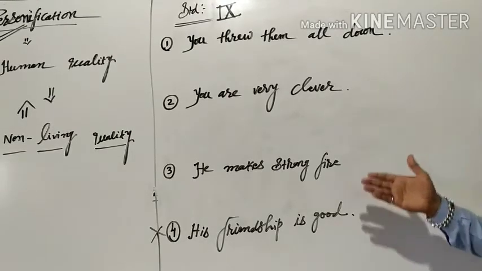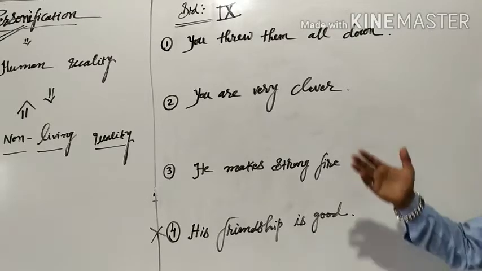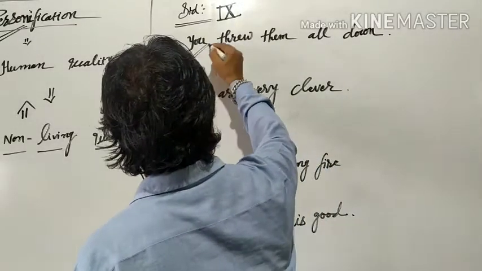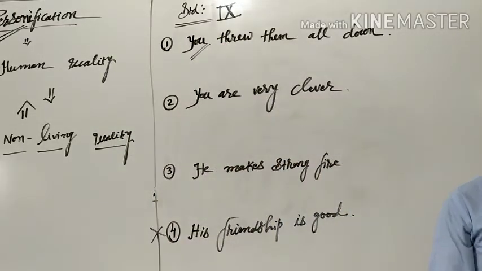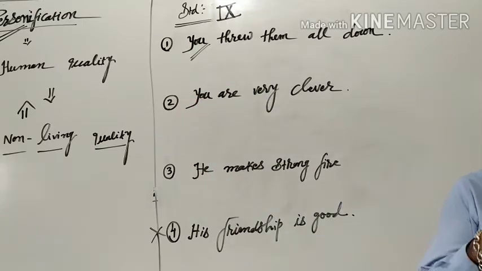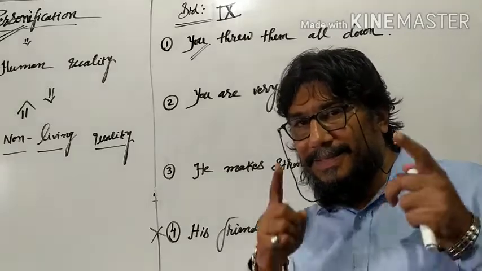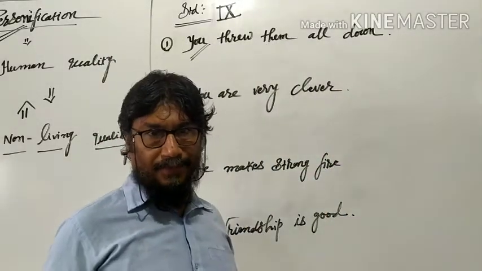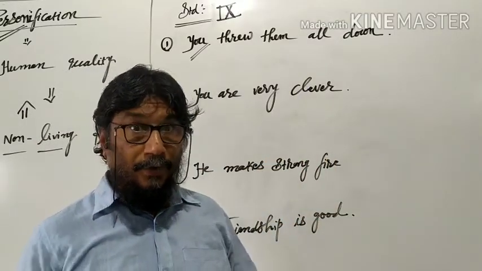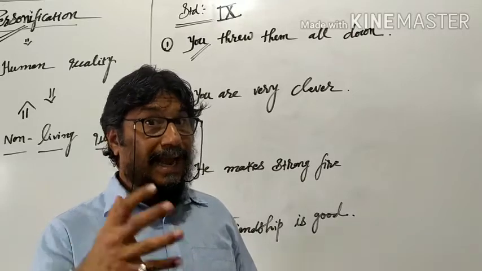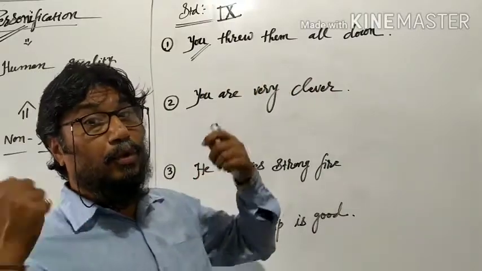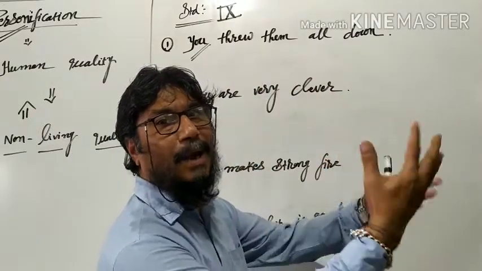You see, a few examples I have written over here from the same poem. You threw them all down. You means wind. Wind is having the capacity to throw them all out. Throwing capacity is the human capacity. I can take it, I can throw it out. Wind is non-living. Yet, wind is explained with the human capacity, that how I will throw your book, your pen, pencil out like that.